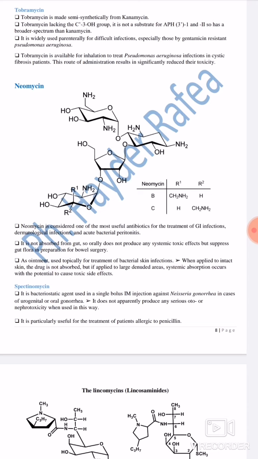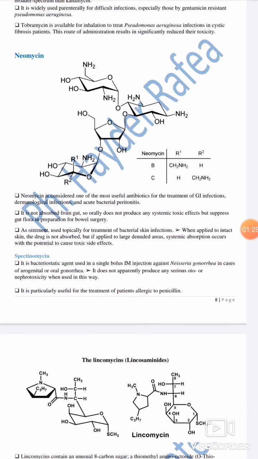Neomycin is considered the most useful antibiotic for the treatment of GI infection, dermatological infection, and acute bacterial peritonitis. It is not absorbed from the gut orally and does not produce any systemic toxic effect, but suppresses the gut flora in preparation for bowel surgery.